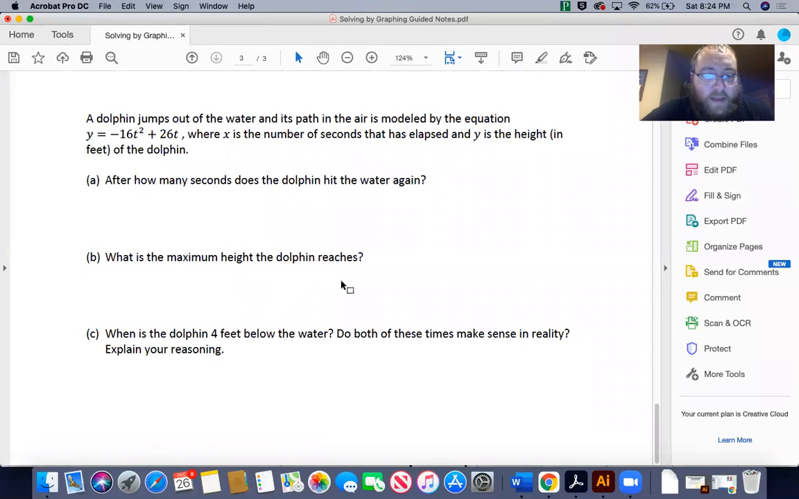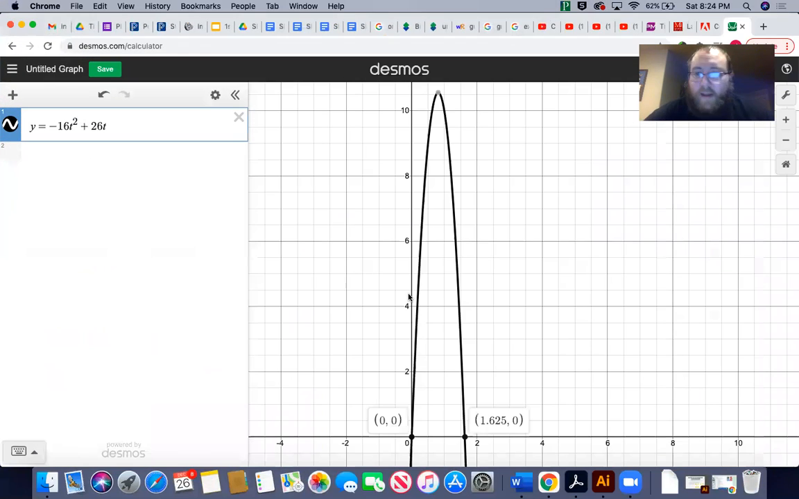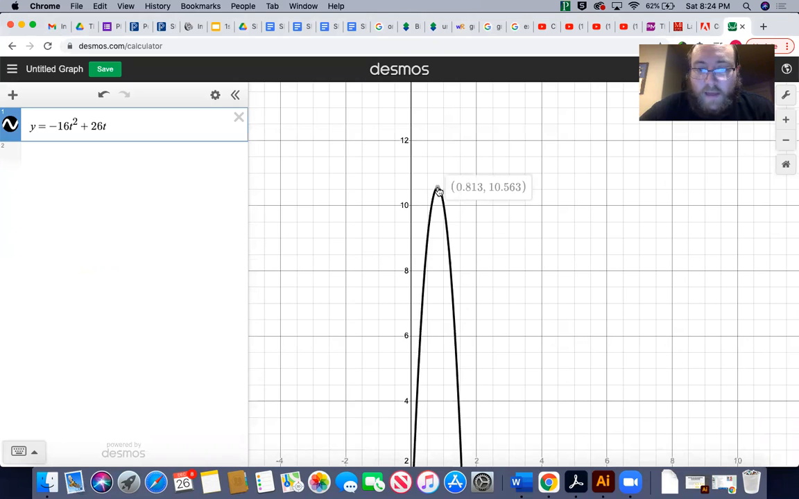What is the maximum height the dolphin reaches? So we want to find the height, the tallest that the dolphin ever gets as it jumps out. Well, we go up to the very tallest point, which is our vertex, right? Remember we talked about that in quarter one? It's the vertex, the maximum or minimum point. Here it's a maximum. The tallest it ever gets, it jumps out of the water at about 10.6 feet. Okay, our y value.